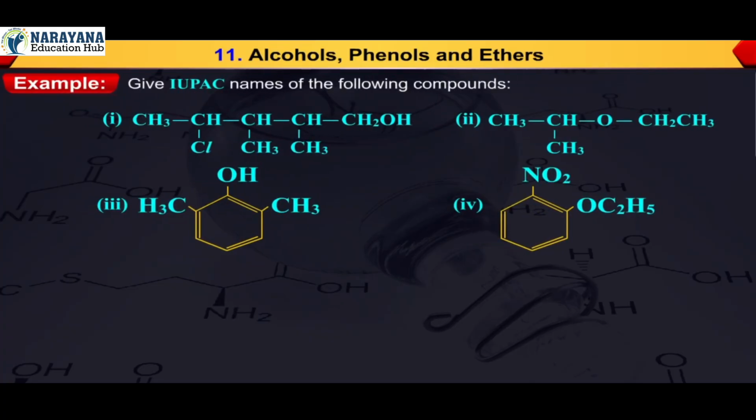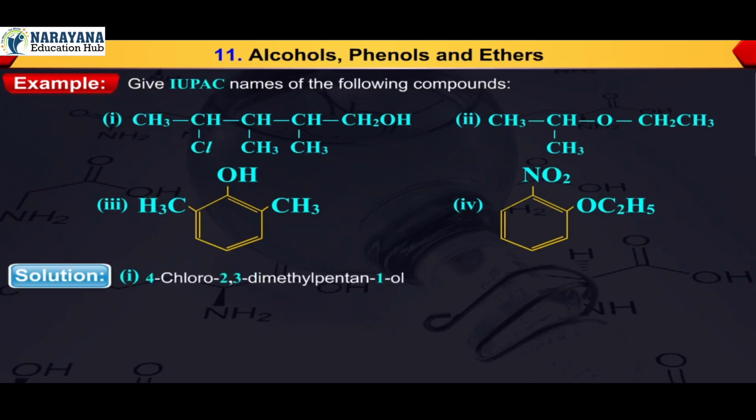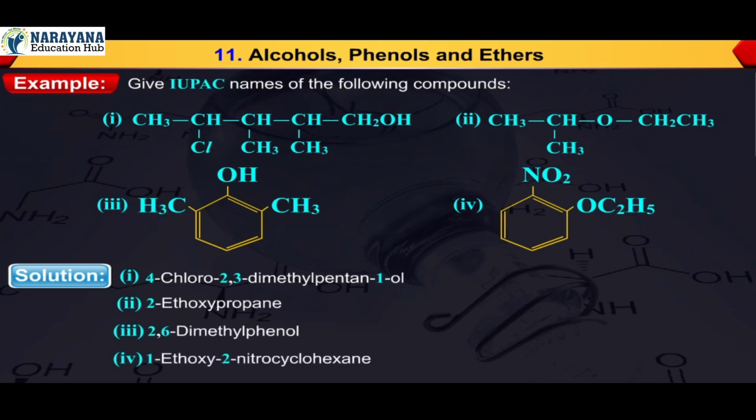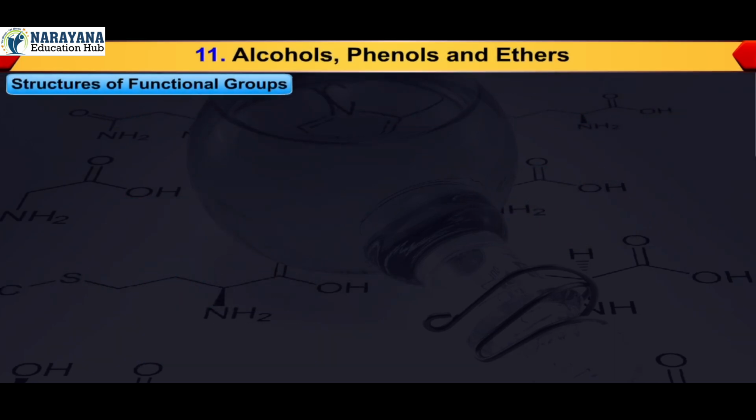Example: give IUPAC names of the following compounds. Solution: 1. 4-chloro-2,3-dimethylpentan-1-ol. 2. 2-ethoxypropane. 3. 2,6-dimethylphenol. 4. 1-ethoxy-2-nitrocyclohexane. Structures of functional groups.